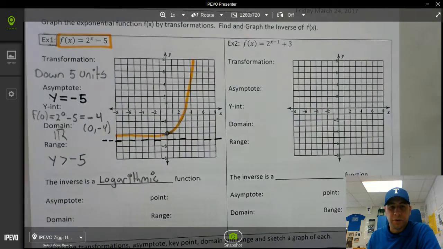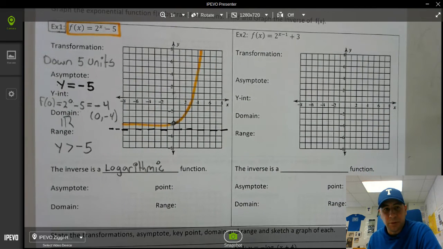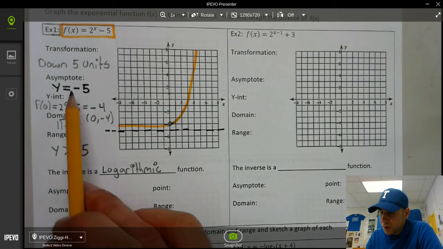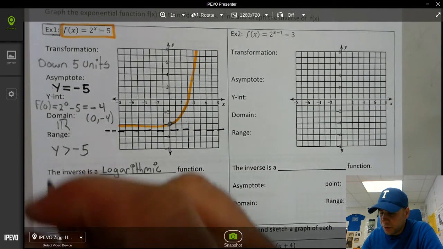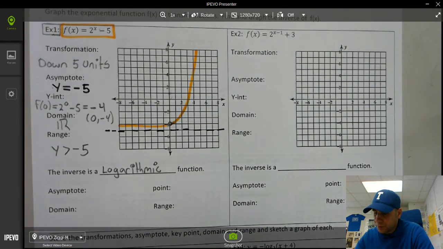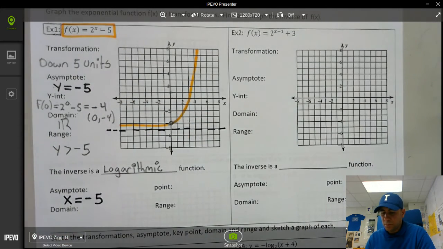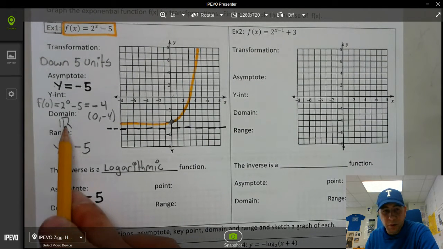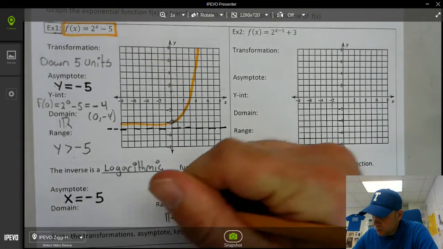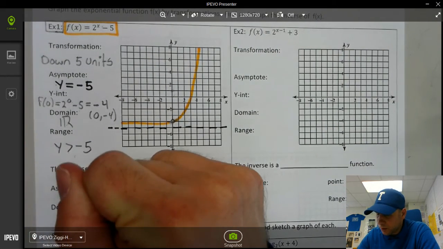So they're inverses of each other. And if they're inverses, we know that we switch the x and y, the domain and range, and the asymptote. So if the asymptote in this exponential is y equals negative 5, we know the inverse is going to be x equals negative 5. We know the domain and range switch. So if the domain in exponential is all real numbers, the range is going to be all real numbers. And if the range is y greater than negative 5, we know the domain is going to be x greater than negative 5.